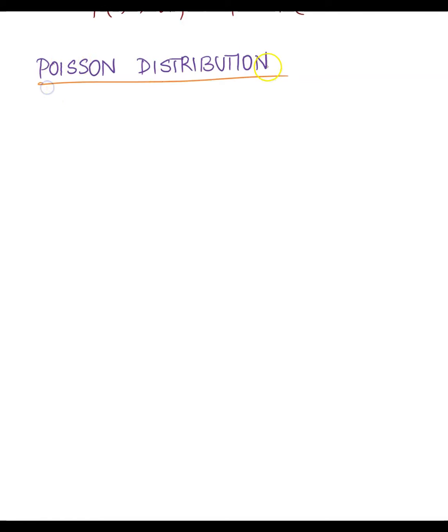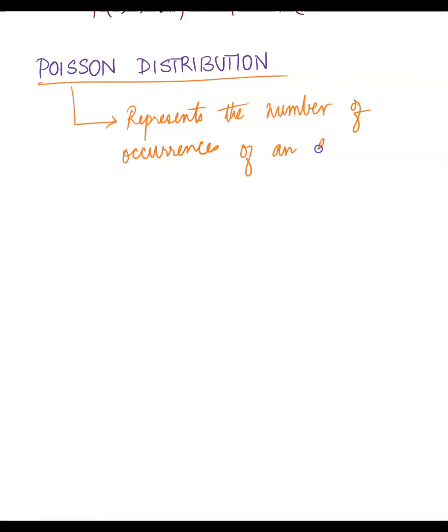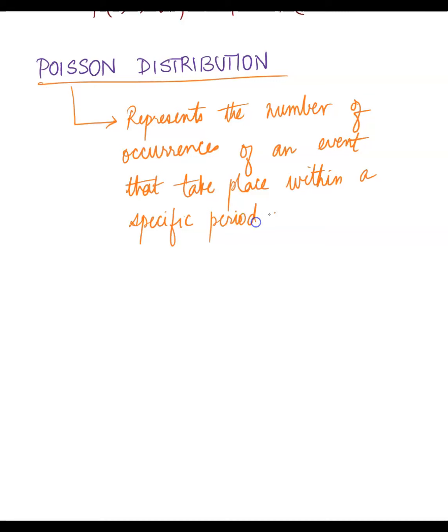So let me write that out here. It represents the number of occurrences of an event that take place within a specific period of time. For that matter, time or area.